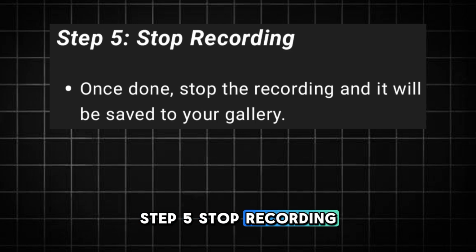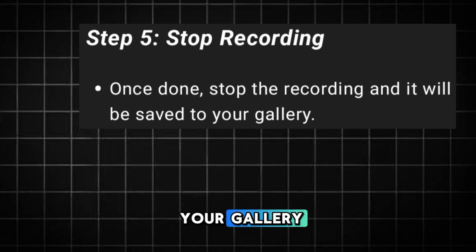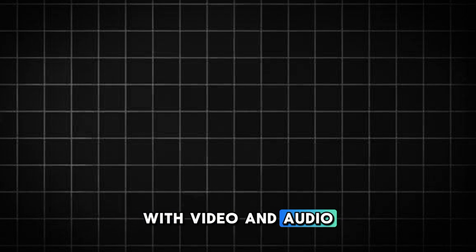Step 5. Stop recording. Once done, stop the recording and it will be saved to your gallery. That's it. Now you've got a full recording of your Google Meet call with video and audio right on your phone.